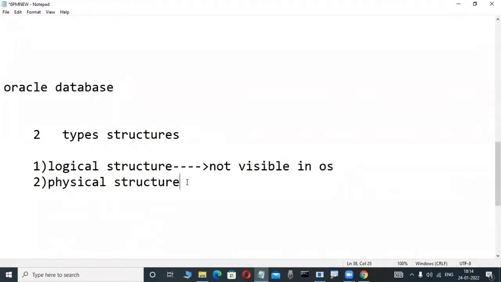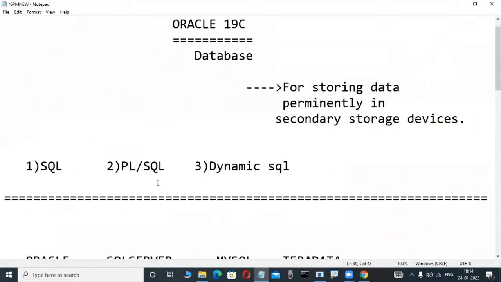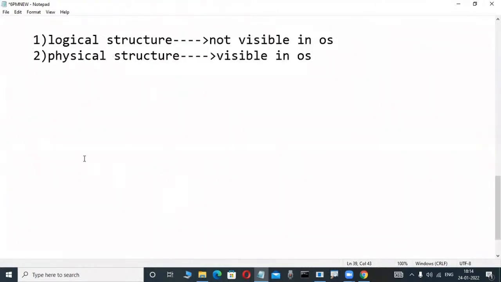logical structure. A physical structure means whenever we are installing Oracle, SQL Server, DB2, these softwares, automatically 3 physical files are created. I told you in the previous classes. That's why a structure which is visible in the operating system is also called a physical structure. These are all the things I told you in the previous class. Don't worry. Now observe it here.